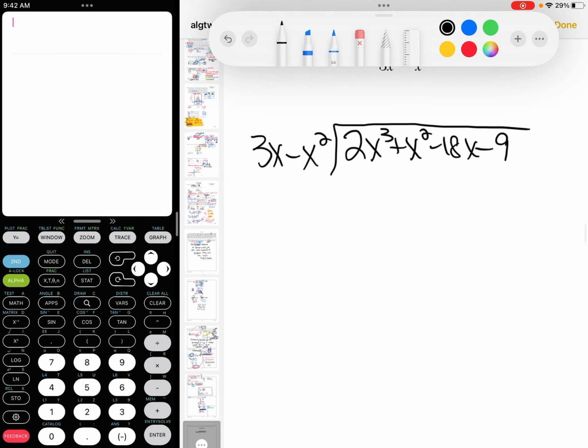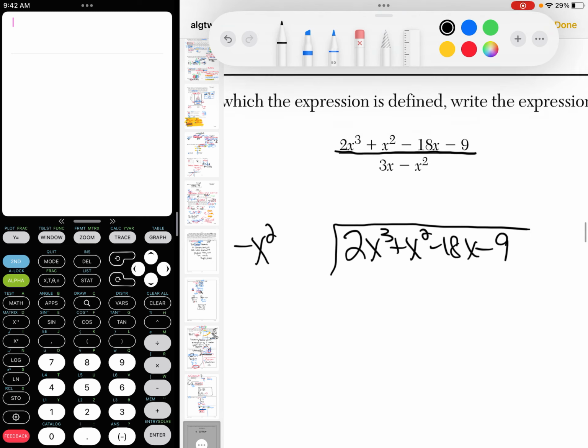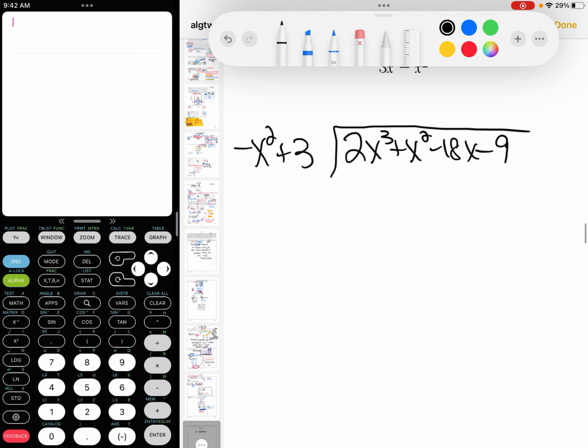So the reason it's not going to work right now, and why I steered you away from it to start with, is because what you're dividing by is not in standard form. So let's go ahead and put it in standard form. I'm going to erase this and put that highest exponent first. So the negative x squared plus 3x.